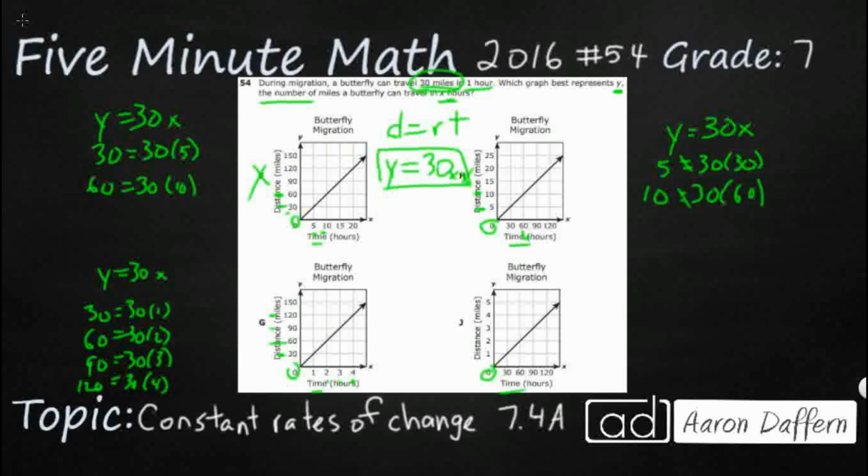Double check on J. y equals 30x. So let's see, my first y is 1 and my first x is 30. See, this is the one they completely flipped. If those two were flipped, we'd be good. So that's not going to work. 2 equals 30 times 60. Yeah, not happening. All right, so J doesn't work. The numbers are correct, they just flipped the axes. So our answer here is G.